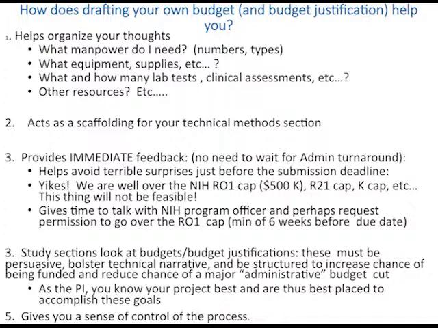It helps organize your thoughts because you think of what manpower do I need, what personnel, how many interviewers do I need, how many interviews can we do a day? Do I need an economist? Do I need a lab person? You know, everything that I need to do, the budget, because it's right there in front of you, it helps you think it over. What equipment do you need? What supplies? How many lab tests? How many clinical assessments, etc.?